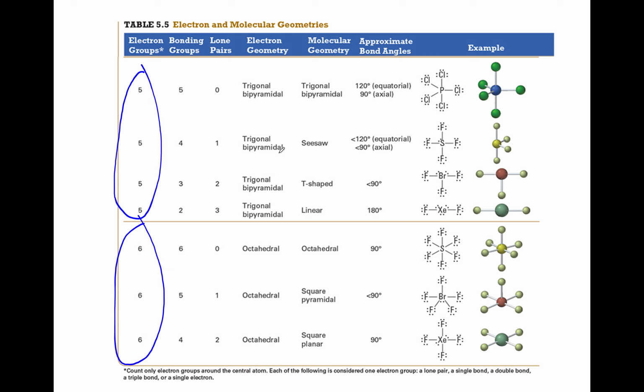The new terms: we have trigonal bipyramidal. If we have 1 lone pair, then we have seesaw. 2 lone pairs, T-shaped. 3 lone pairs, linear. The next one, 6 electron groups or 6 electron regions, gives us octahedral. Then if you have 1 lone pair, that's square pyramidal. You can see at the bottom, now these are a pyramid. And then 2 lone pairs, that would be the opposite of each other. That's the square planar.